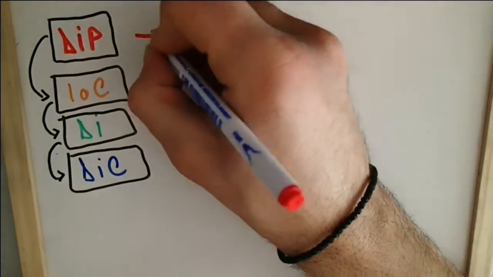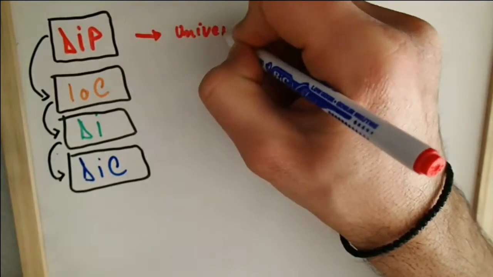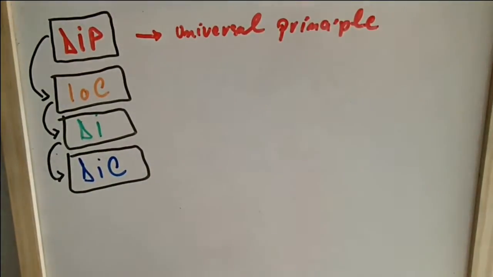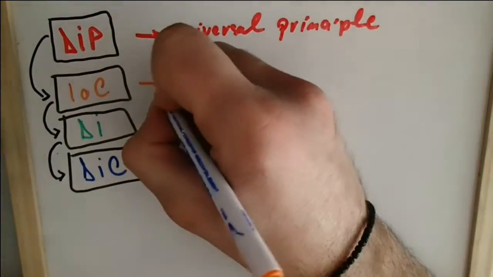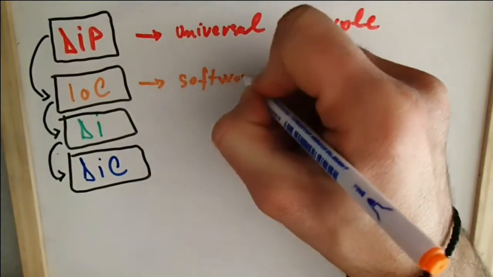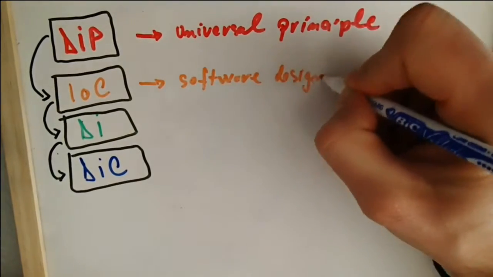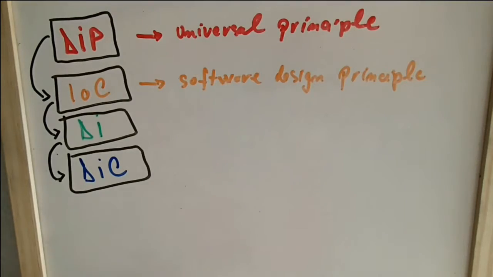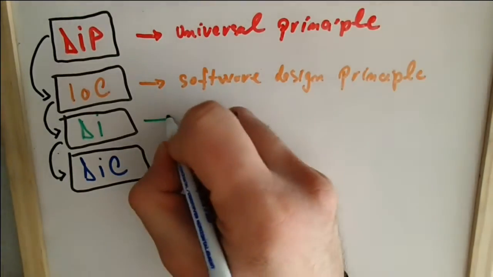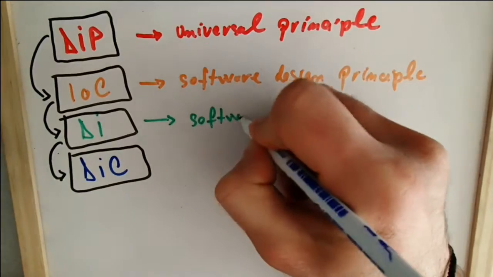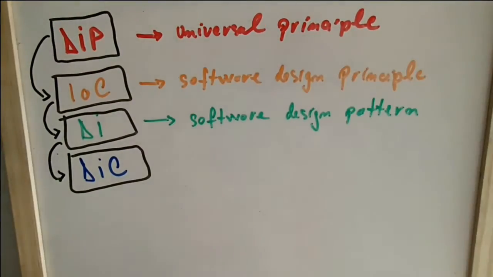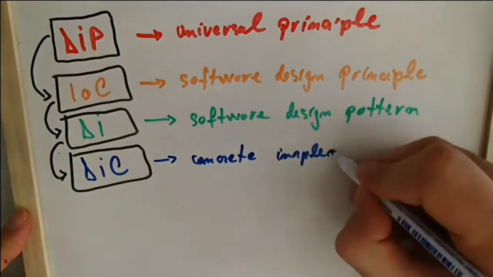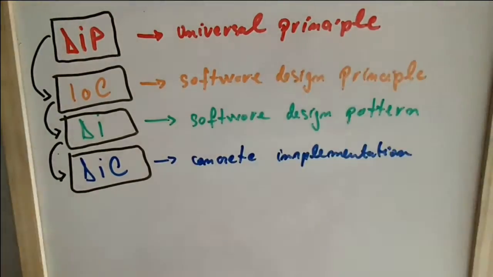So we have dependency inversion principle. It is a universal principle. To live we need a heart, so we get one from the very beginning. Then we have inversion of control, or Hollywood principle. Don't call us, we call you. It's a software design principle. Then we have dependency injection, usually confused with inversion of control, and it's a software design pattern. And finally, but not the least, dependency injection container, which is the concrete implementation of them.